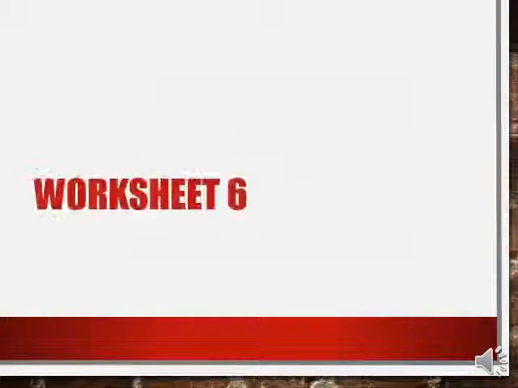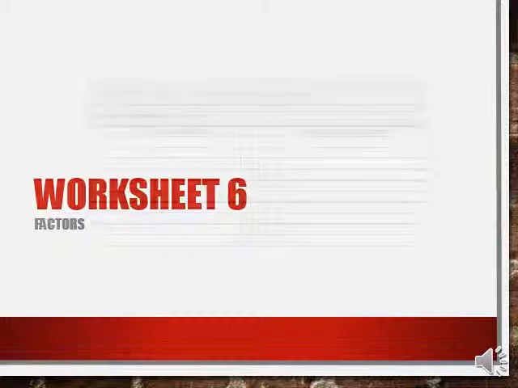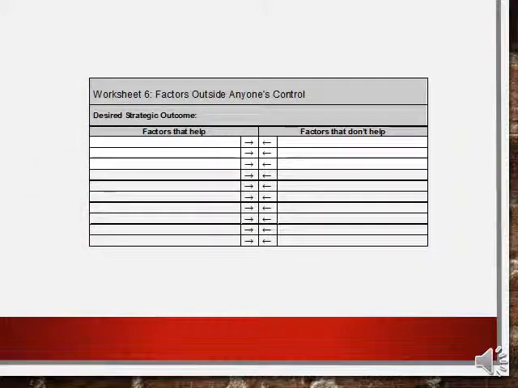This particular presentation is about Worksheet 6. Factors. This is what Worksheet 6 looks like. In the second box from the top, you give the goal for the strategy that you're analyzing. In column 1 on the left-hand side, you list the factors that would help that strategy. In column 2, on the right-hand side, you list the factors that don't.